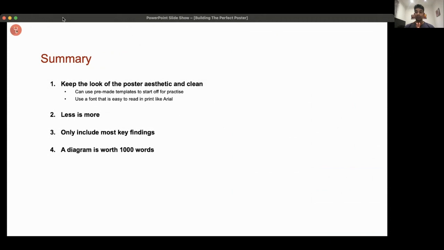Use a font that's easy to read and print, like Arial. Don't use Times New Roman or any funky curly fonts. It's just not fun to read. Less is more, like it's probably come across through the examples. Less text, more images. Focus on the most important points. That's number 3, I guess. Only include the most key findings. And a diagram is worth 1,000 words. A quality diagram replacing appropriate text.